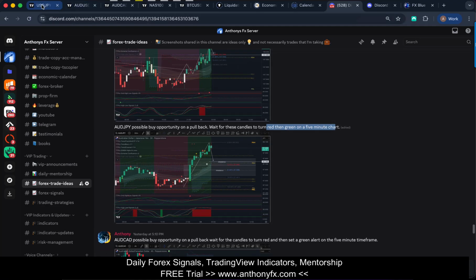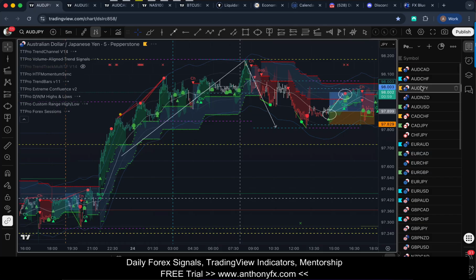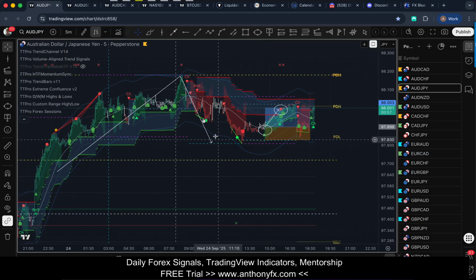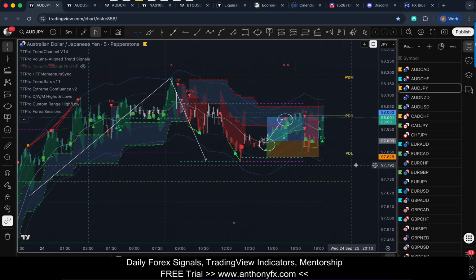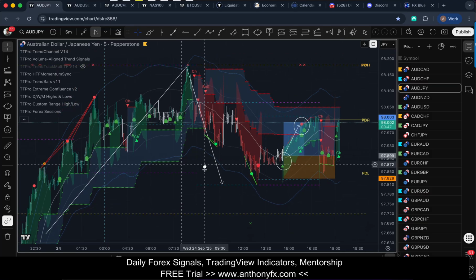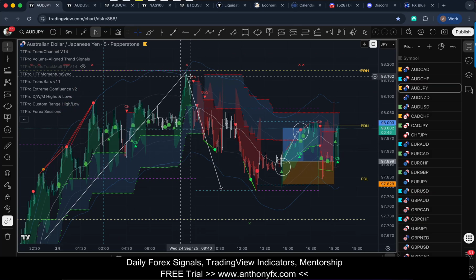The Aussie yen, okay, having a look at wait for the candles to turn red and then green. So this was into the New York session. This is my bedtime then, but some of you guys will be trading New York. So the thing was wait for the candles to turn red and then look for the green signal. And of course, we're looking for that momentum sink to kick in. So that was the opportunity for the Aussie yen.